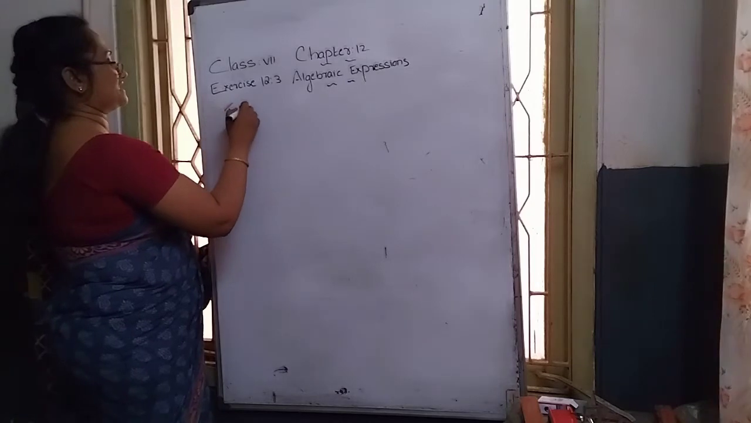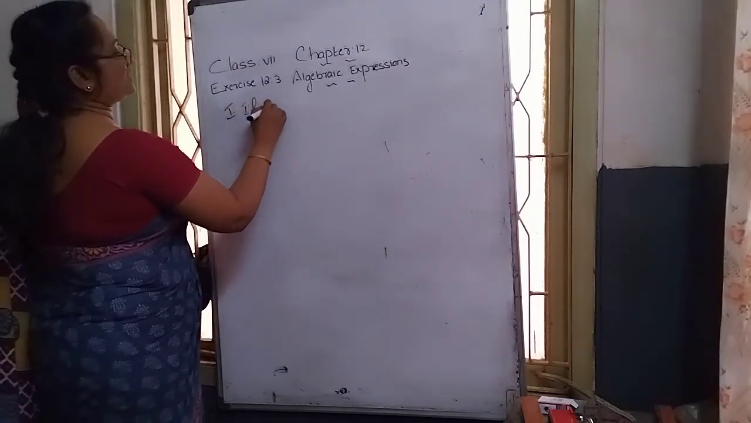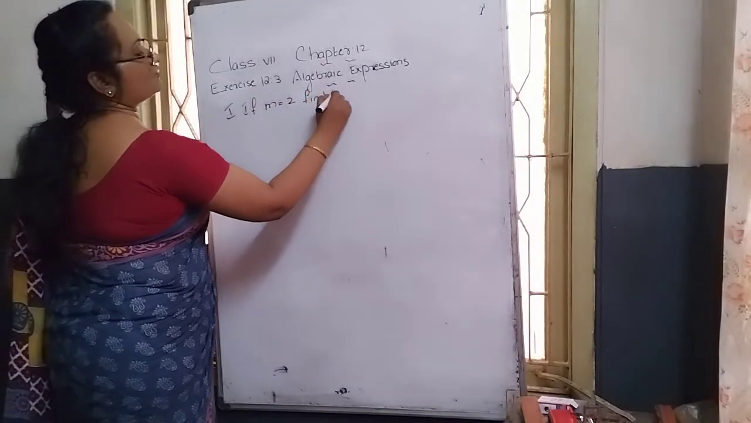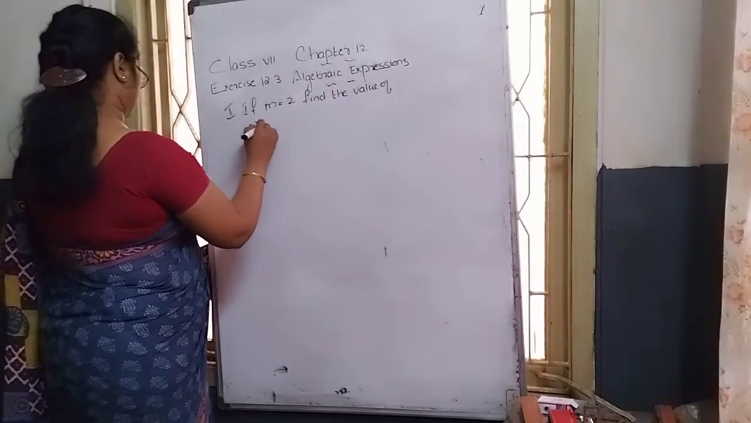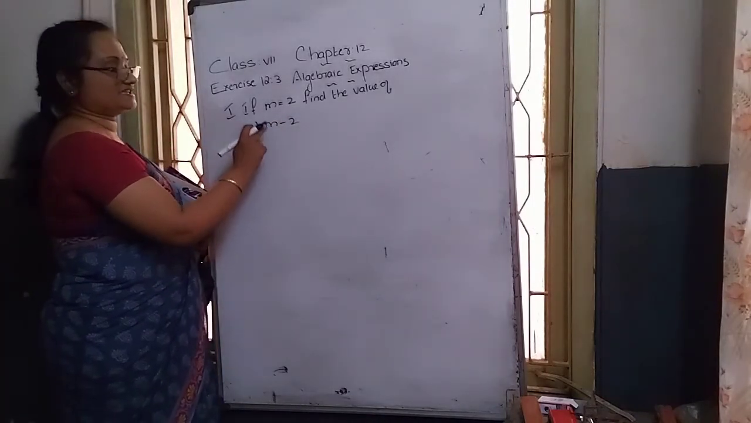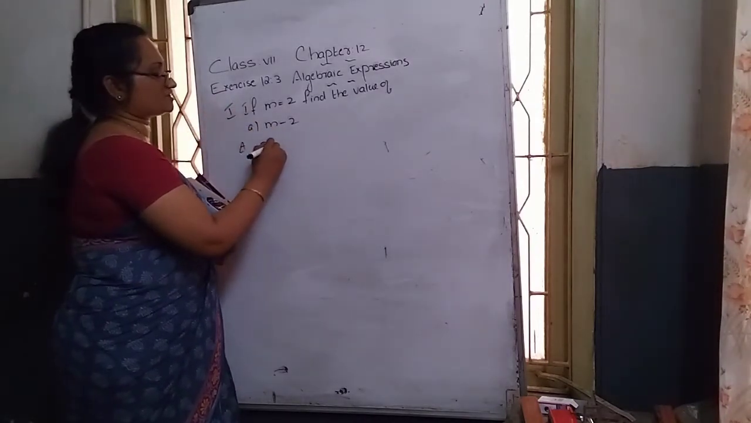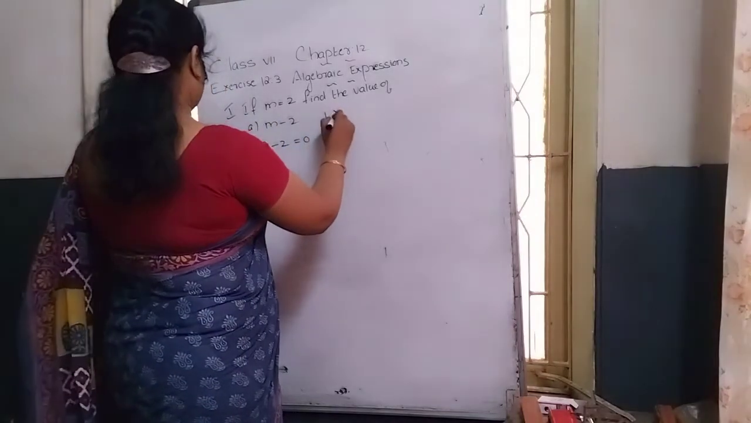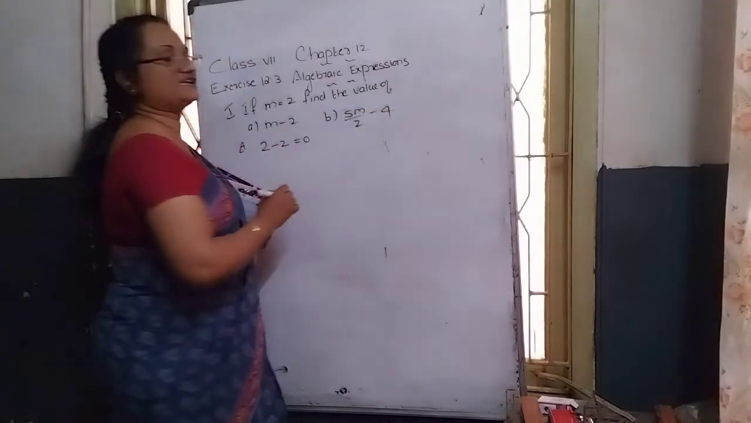In the first Roman numeral, they say that the value of m is given as 2. Find the value of the first question, m minus 2. How to do it? In this expression, m place, substitute 2. So 2 minus 2 becomes how much? 0 is the answer.